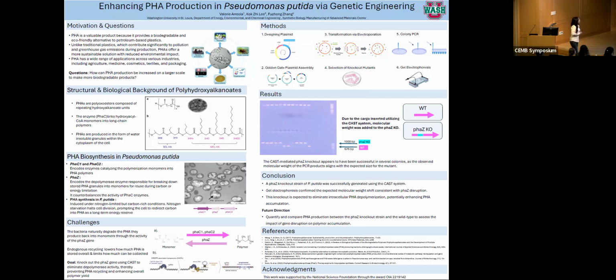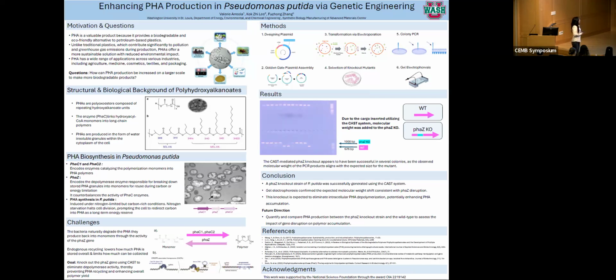So how are they produced in the bacterium? They're naturally produced as a stress response, as water-insoluble granules. That's also why it's such a good product: since it doesn't dissolve in water, it can be used for a wide range of applications.